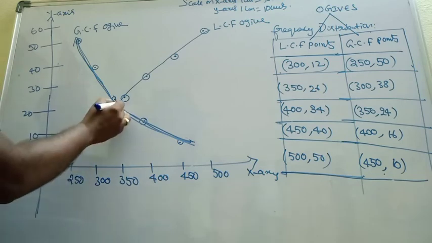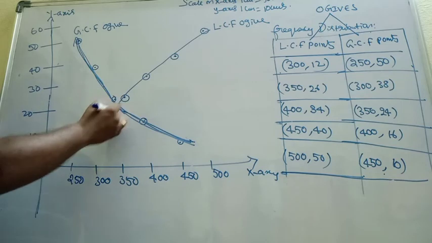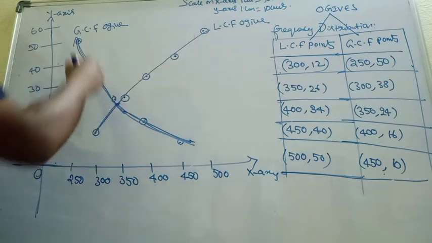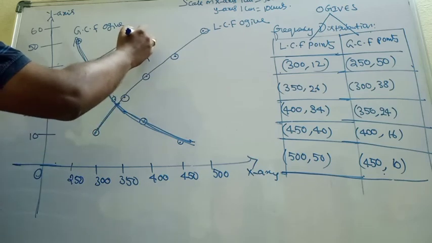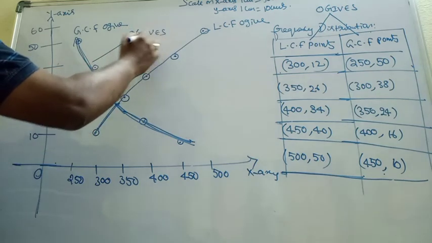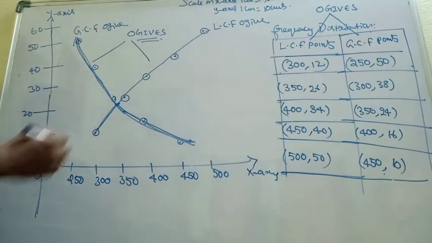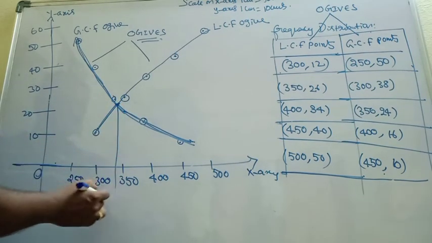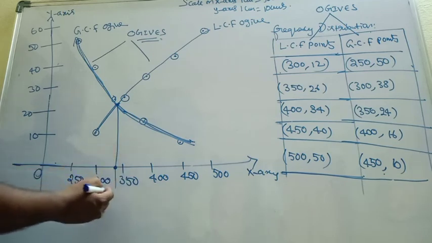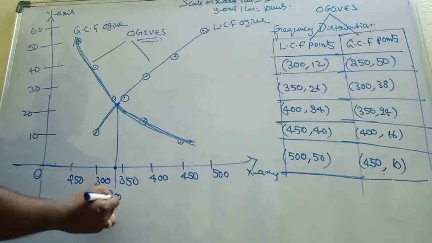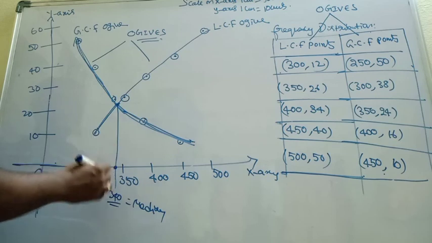Now the point of intersection that we have here: this is the LCF ogive and this is the GCF ogive. Both are called ogives. From the point of intersection, if you draw a vertical line where it meets the x-axis, this value between 300 and 350, something like 340 or so, will give you the median approximately. This will be the median.